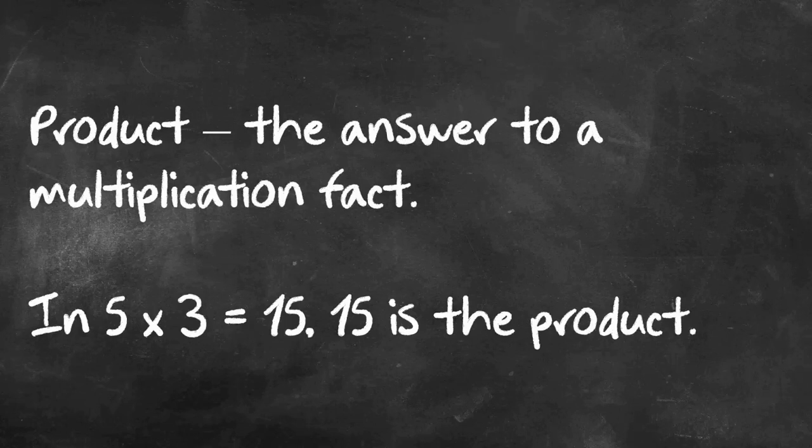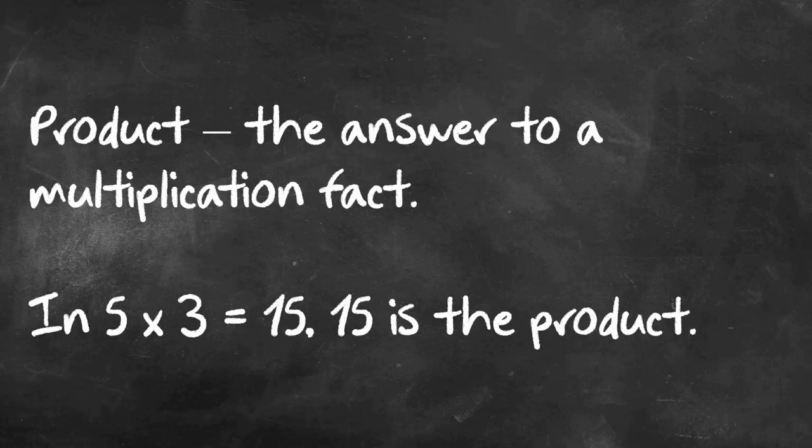Another word that you need to know is the word product. And product is the answer to a multiplication fact. So in 5 times 3 equals 15, 5 and 3 are the factors, and 15, because it's the answer, is called the product.